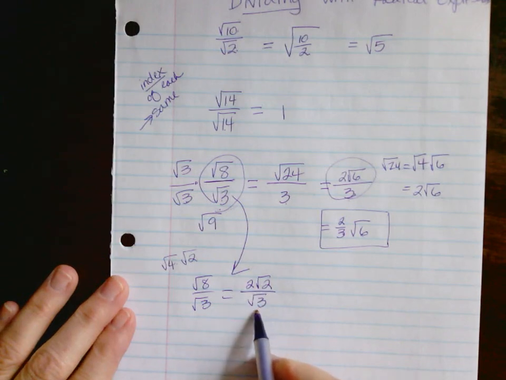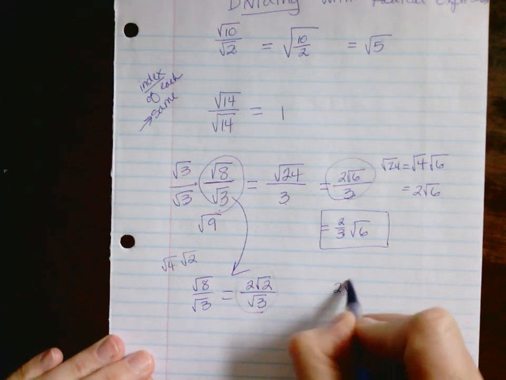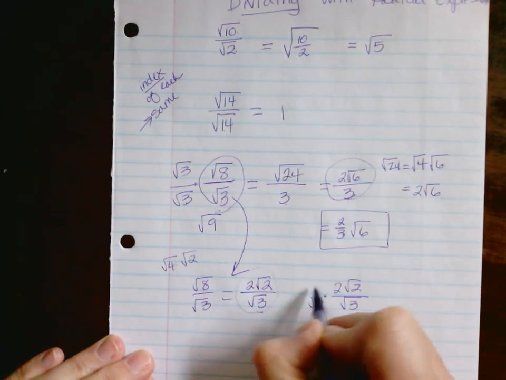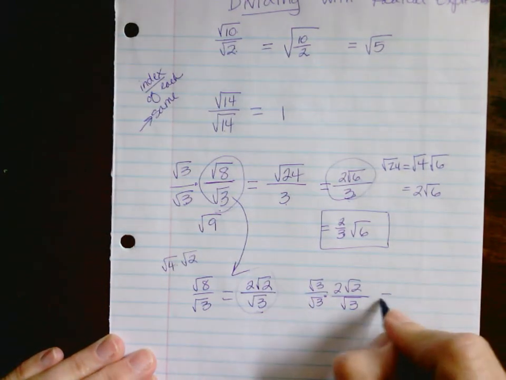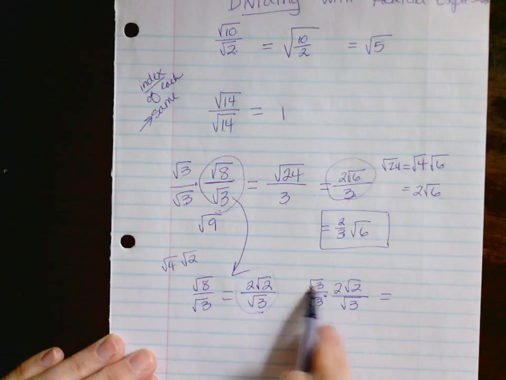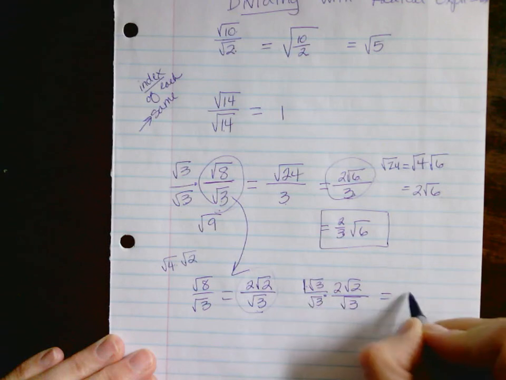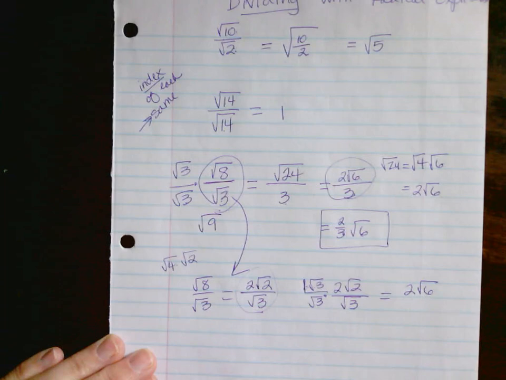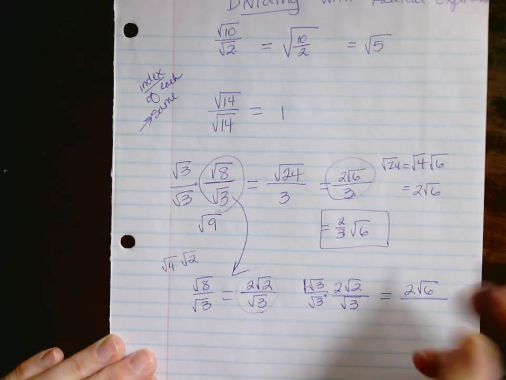So now I have a fraction, but I have the radical 3 in the denominator. So I'm going to take 2 radical 2 over radical 3, and I'm going to multiply it by 1, which is going to take the form of radical 3 over radical 3. And when I multiply these two terms, I start with multiplying the coefficients, then I multiply the radicands and keep them under the radical sign. And then in my denominator, radical 3 times radical 3 is 3.